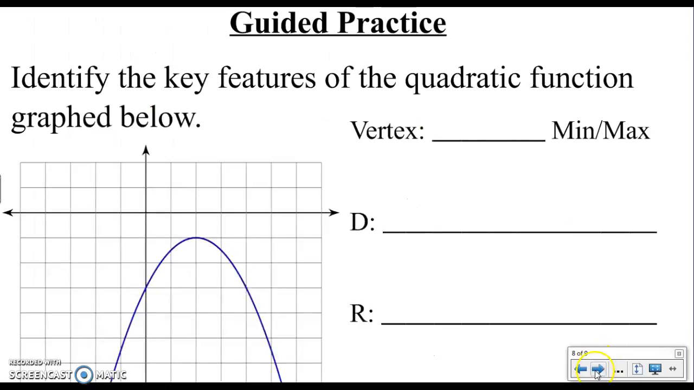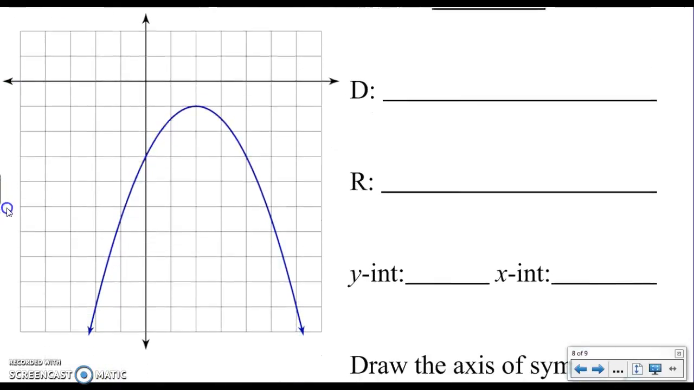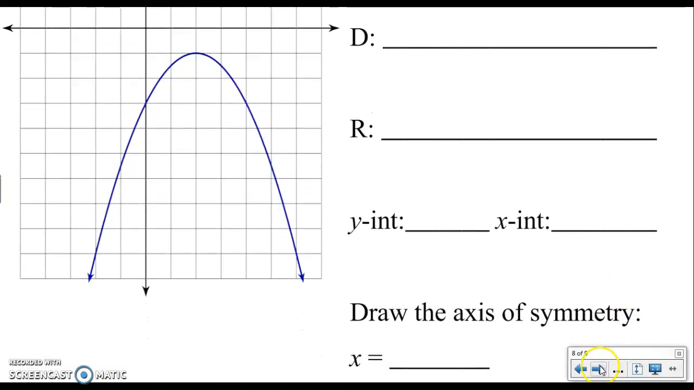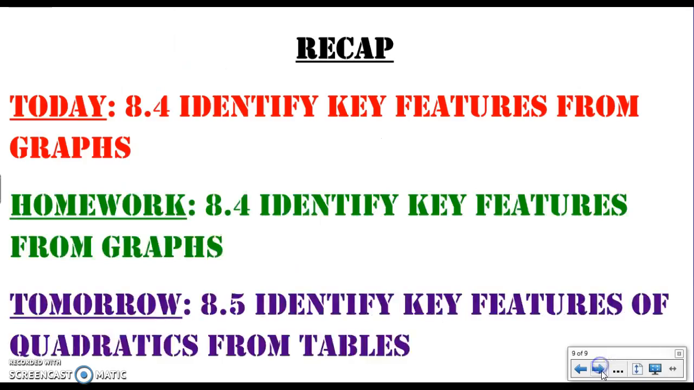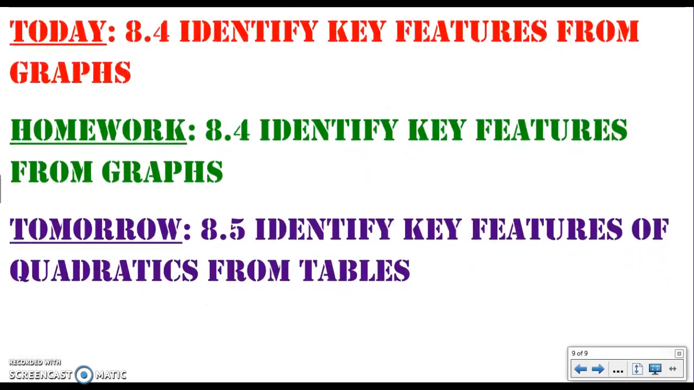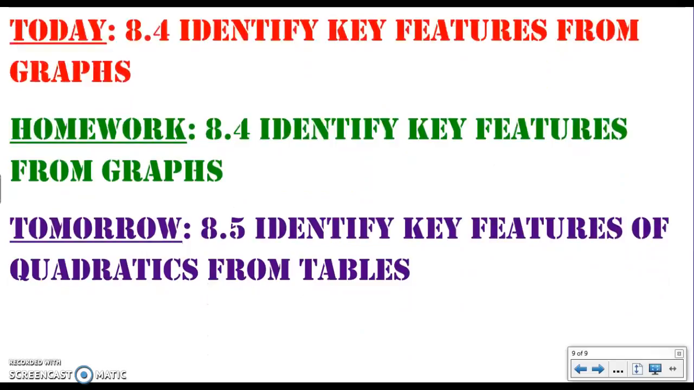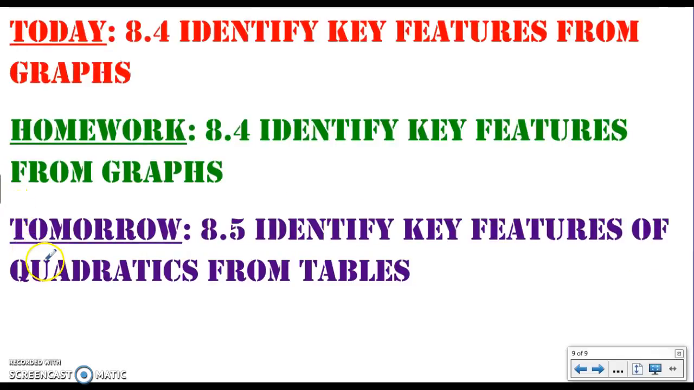If you have any questions, please stop right now and ask us before you start the guided practice problem. Go ahead and do this problem if you're understanding everything and have it checked before you get your homework. Just to review what we did: today we did 8.4. Yes, we're going out of order. Identify key features from graphs. Tomorrow we're going to do 8.5, which is identifying key features from tables.